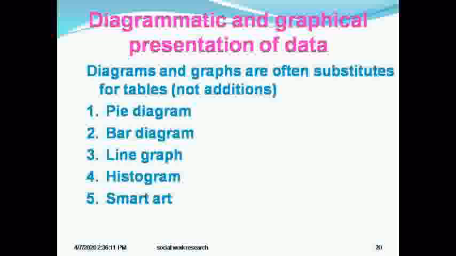Finally, diagrammatic and graphical presentation of data. Diagrams and graphs are often the substitutes for tables. They are not additional information. There are generally 5 types of diagrams researchers use. One is pie diagram, the second one is bar diagram, third one is line graph, fourth one is histogram, and fifth one is smart art. These diagrams can easily be prepared from the frequency tables, from the bivariate tables, and other tables.